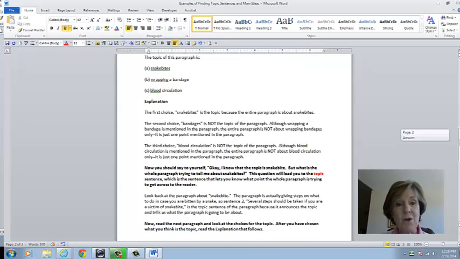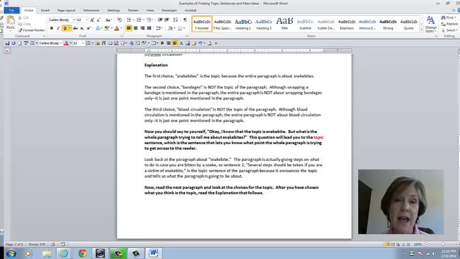Now, you should ask yourself, okay, I know the topic is snake bites, but what is the whole paragraph trying to tell me about snake bites? This question would lead you to the topic sentence, which is the sentence that lets you know what point the author is trying to get across to you, the reader. Now, supporting details. Supporting details are evidence and proof that the author gives to prove the topic sentence.